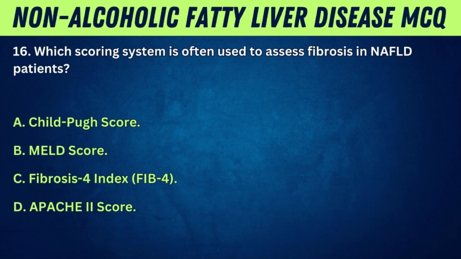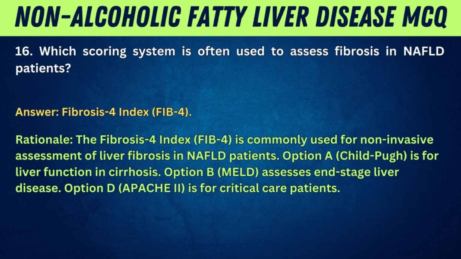16. Which scoring system is often used to assess fibrosis in NAFLD patients? A. Child-Pugh score. B. MELD score. C. Fibrosis-4 Index, FIB-4. D. APACHE II score. Answer: Fibrosis-4 Index, FIB-4. Rationale: the Fibrosis-4 Index, FIB-4, is commonly used for non-invasive assessment of liver fibrosis in NAFLD patients. Option A, Child-Pugh, is for liver function in cirrhosis. Option B, MELD, assesses end-stage liver disease. Option D, APACHE II, is for critical care patients.